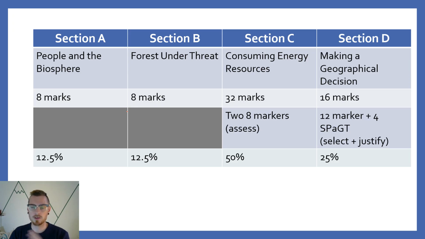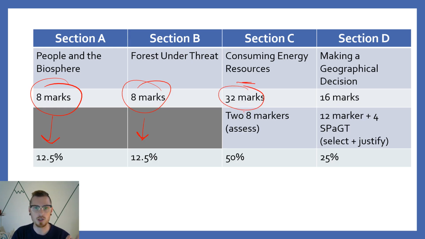So here we go again. Just looking at the 4 sections, we've got section A through to section D. Again, A, people in the biosphere, is only worth 8 marks and therefore is only 12.5%. Forests under threat, 8 marks, again, only 12.5%. If you're thinking about where you need to spend the most time for this paper revision-wise, well, that is on consuming energy resources. It's 32 marks.